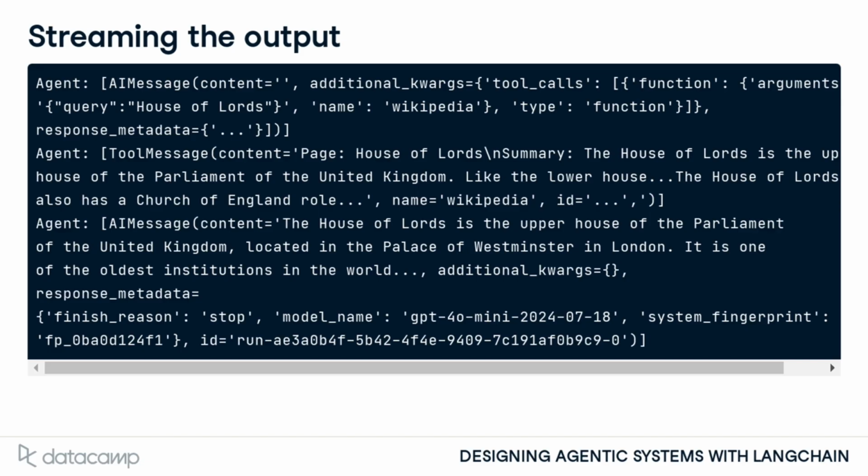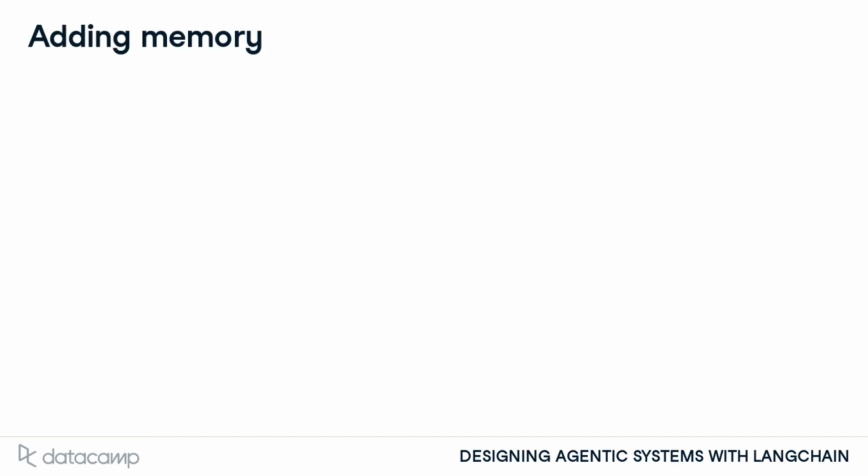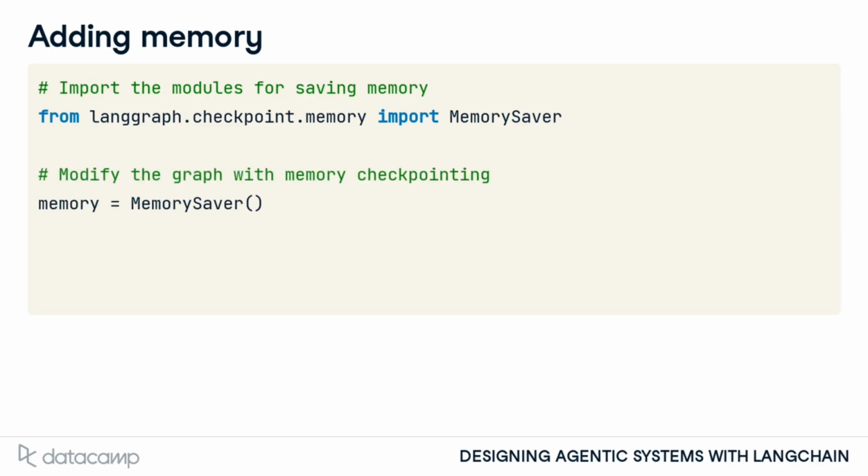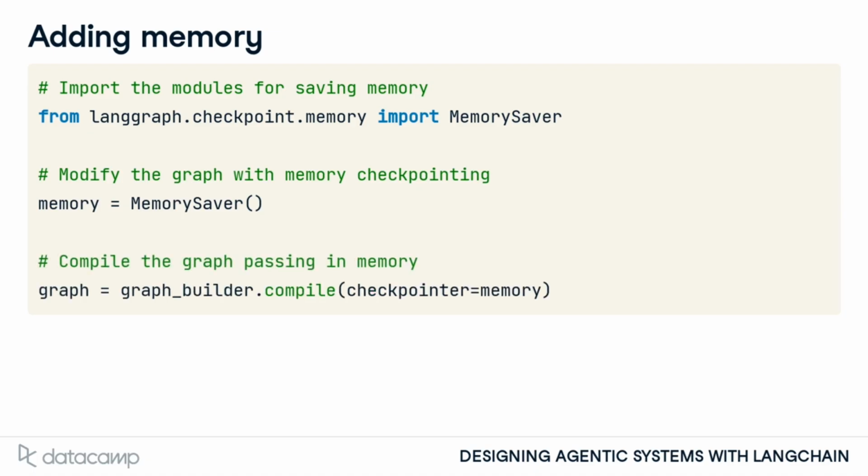Rather than independently responding to different queries, let's add memory to our chatbot so it can maintain a conversation. First, we'll import memory saver from LangGraph.checkpoint.memory to handle memory storage within our graph. Then we'll create a memory saver instance called memory, which will act as our checkpoint for storing messages. Next, we'll compile the graph with graphbuilder.compile, passing memory as the checkpoint, so the chatbot retains conversation context.